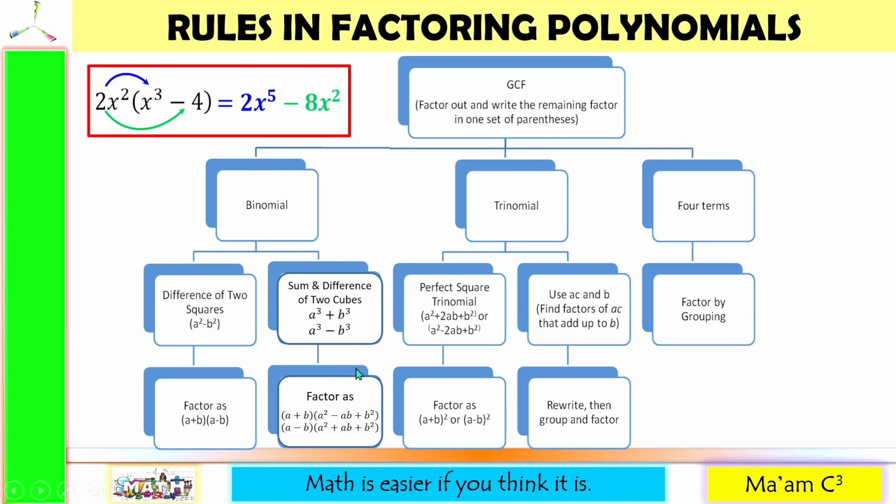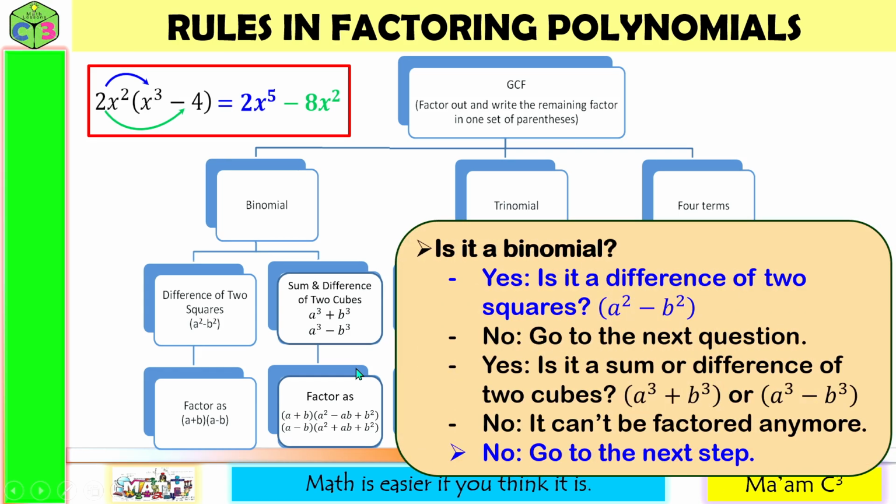So the question that you have to ask yourself is, is it a binomial? If the answer is yes, take a look if it is a difference of 2 squares. If the answer is no to this question, move on to the next question. Is it sum or difference of 2 cubes? If the answer is still no, then we might have to go to the next step, which is examining if the remaining factor is a trinomial or if it has 4 terms. Today's lesson is all about binomial, that is difference of 2 squares.